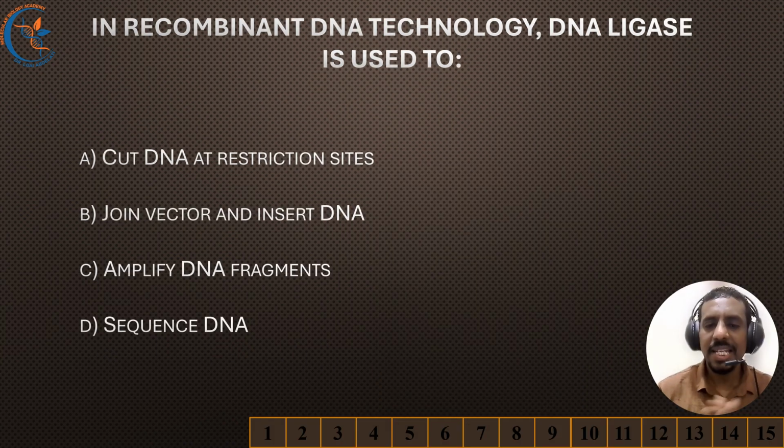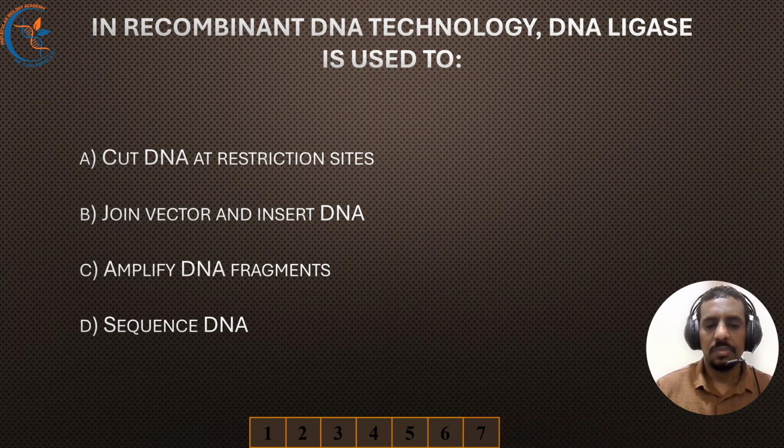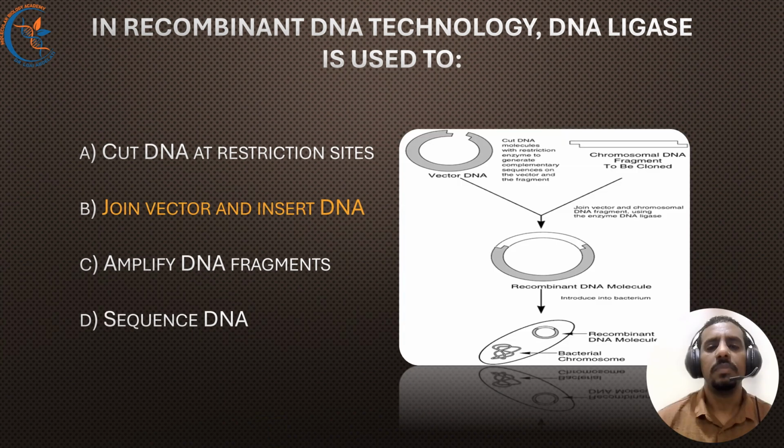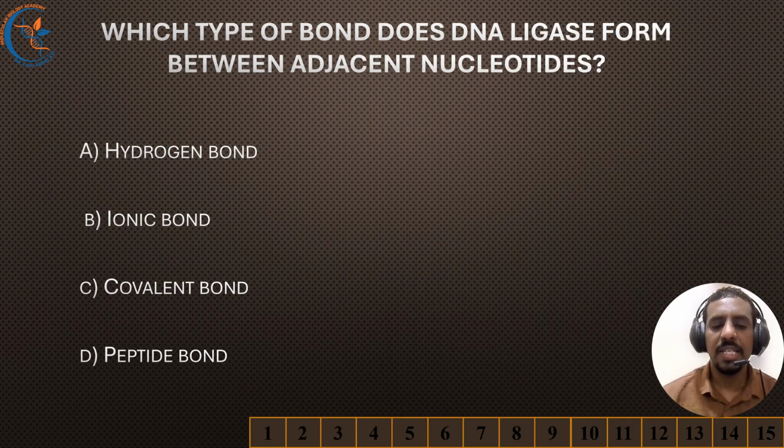All right, let's move on. In recombinant DNA technology, DNA ligase is used to... The correct answer is join vector and insert DNA, as I said before. Ligase connects compatible ends of vector and insert DNA, creating a recombinant plasmid, as we see in the image.